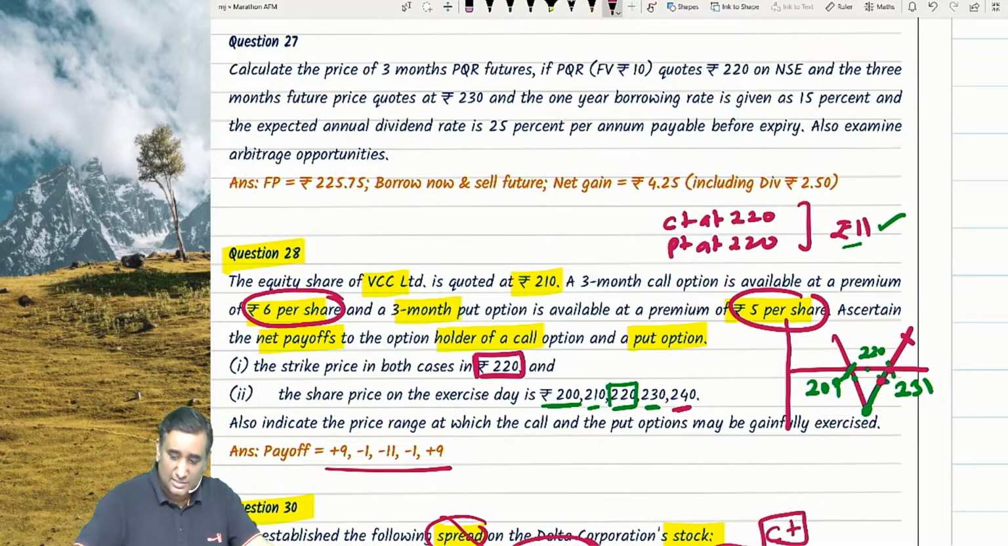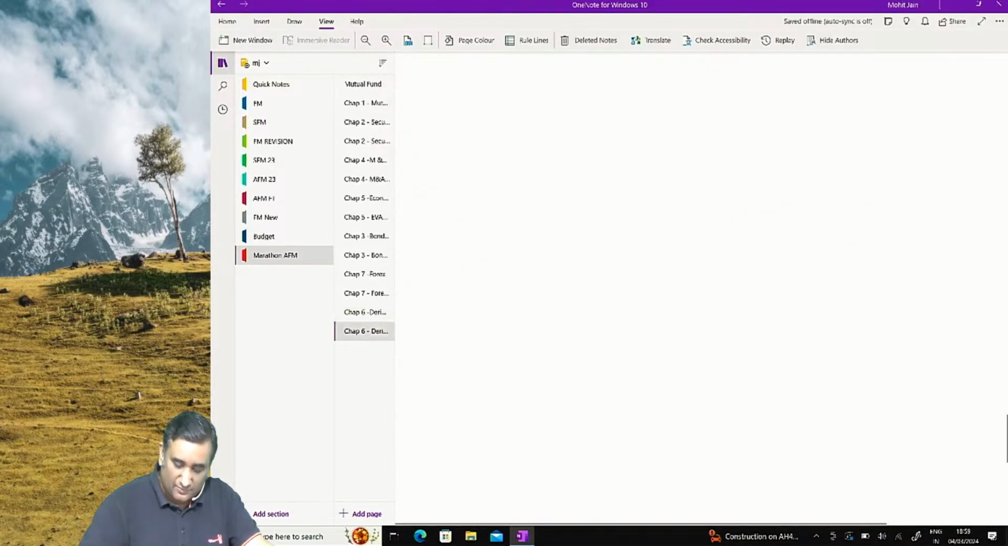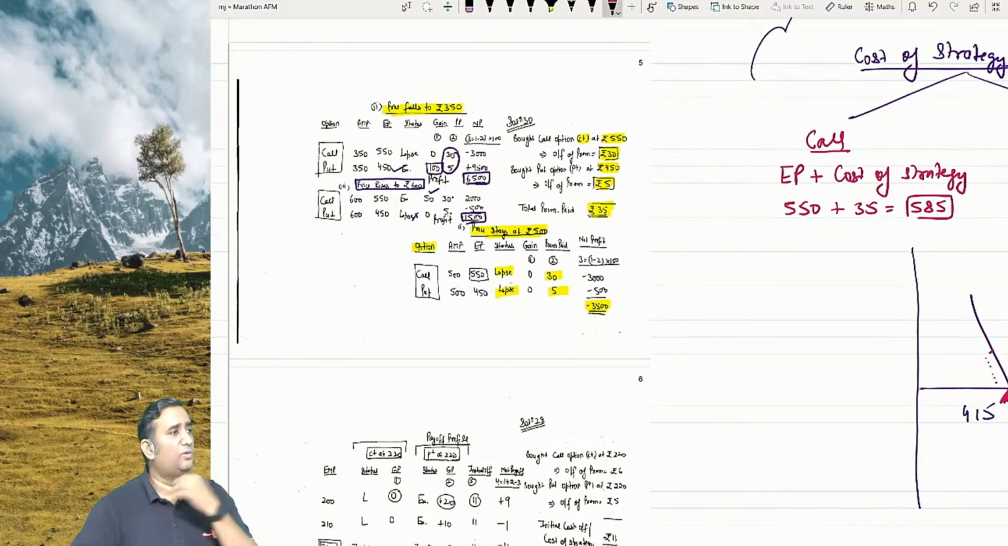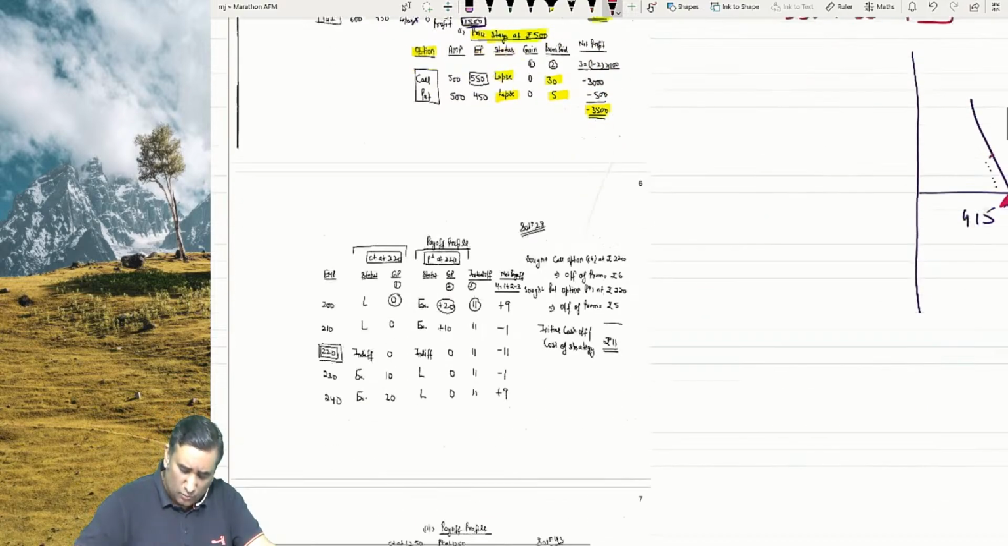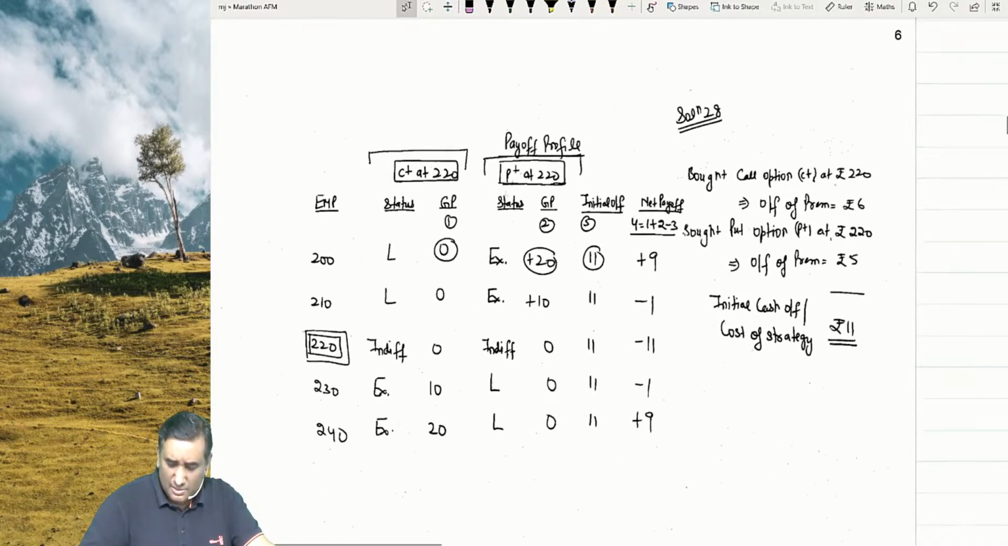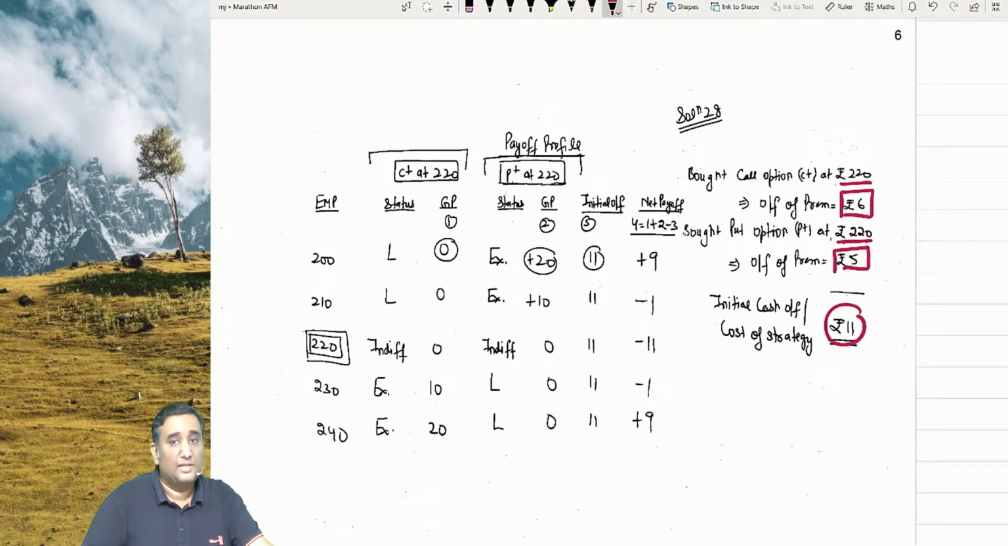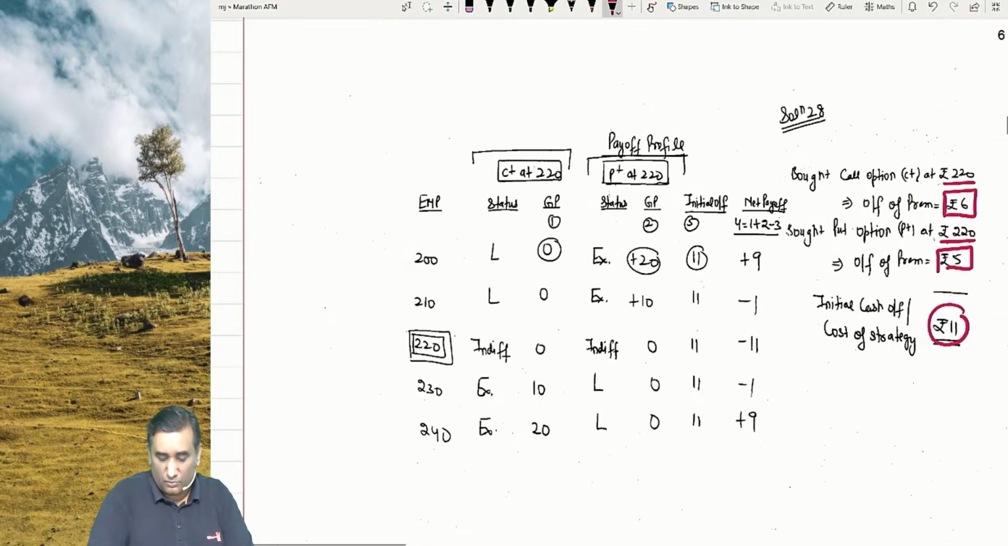Now I'm not cross checking the answer, I'm putting from the exam perspective. In exam came, I do not remember whether it was a straddle, strangle, strip, strap, bear spread, bull spread. I do not know anything about it. So what I do is, look up please. Call option 220, premium paid 6. Put option 220, premium paid 5, total premium is 11. Now look up please, how do I put?